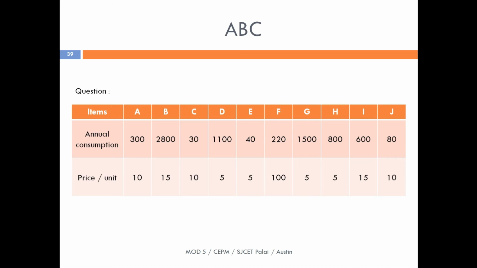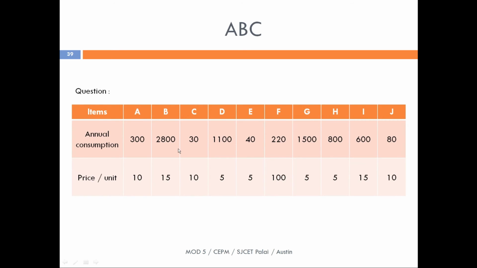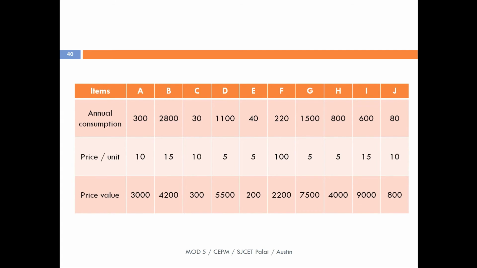In this problem, we can see that it consists of items from A to J, and annual consumption varies from 300 to 1800, down to 80 for J. Then the price per unit is also given in the next row: 10, 15, 10, up to 10 for J. In this step, the items A, B, C are provided, and the price per unit is also provided. Then our next step is to find the total cost, or price value. How can we find that? We multiply each item's consumption by its unit price.